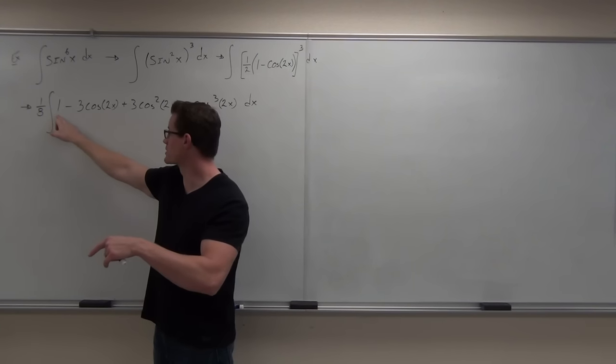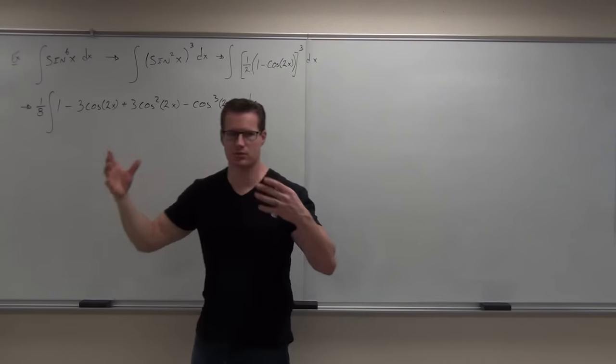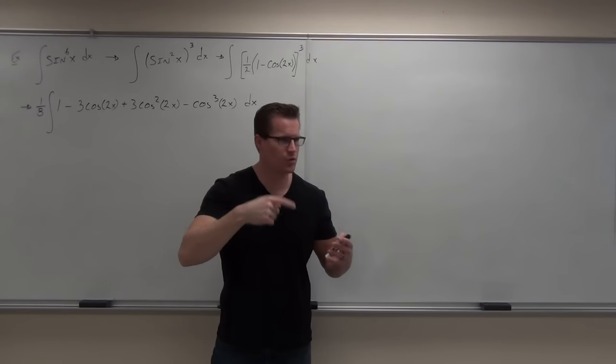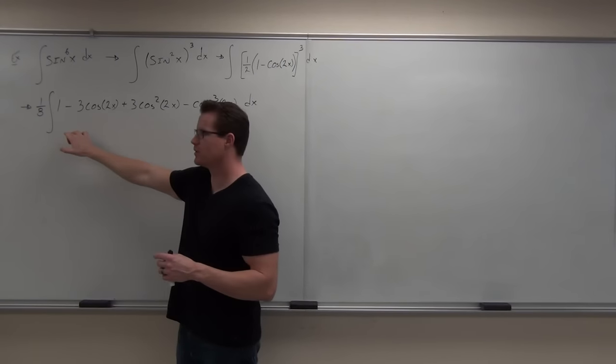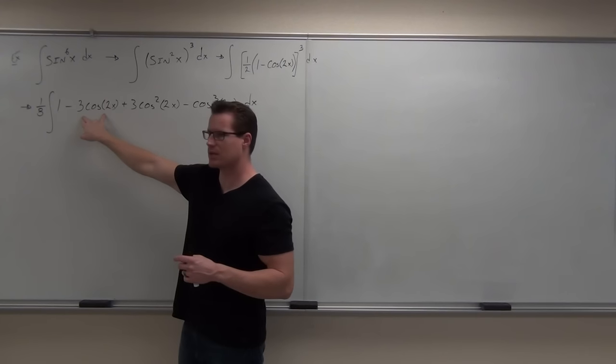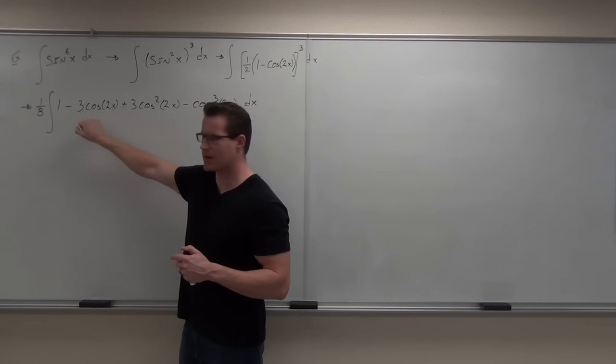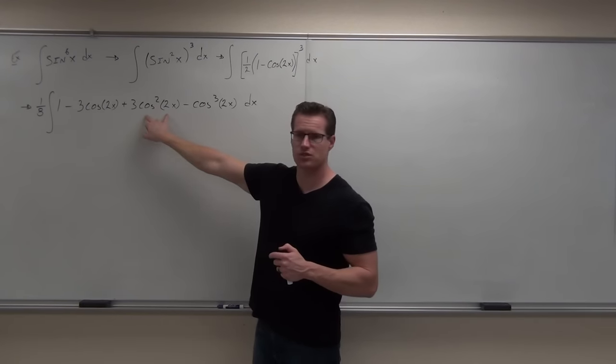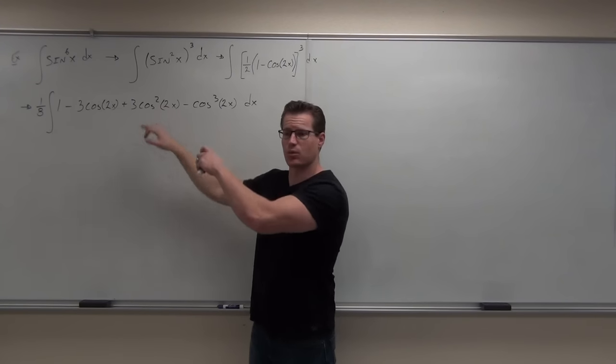Remember, you could separate this into 1, 2, 3, 4 more integrals. We're not going to. We're going to do it in our head. But you could. So leave this alone. Leave this alone. Can you take the integral of cosine? Yeah. Leave that alone. Can you take the integral of cosine squared? No. So this is something we've got to work on.